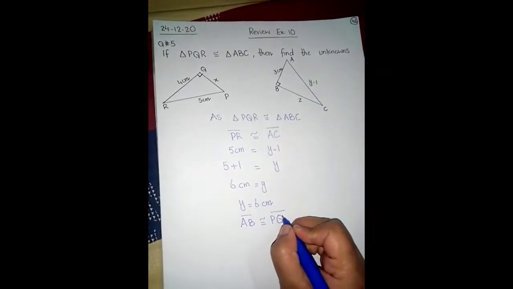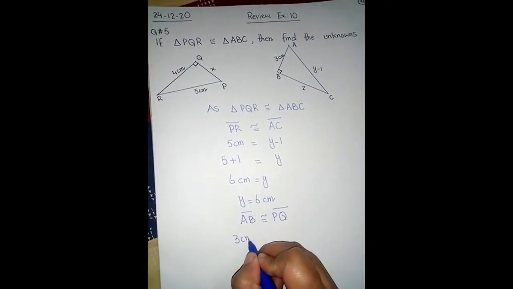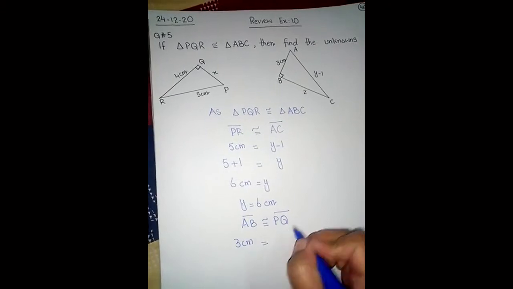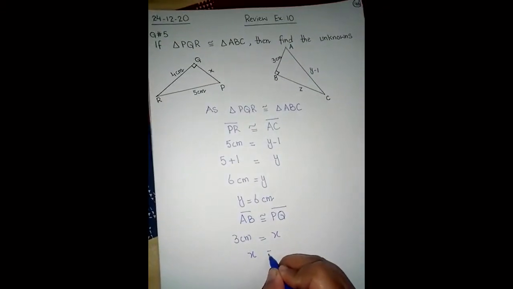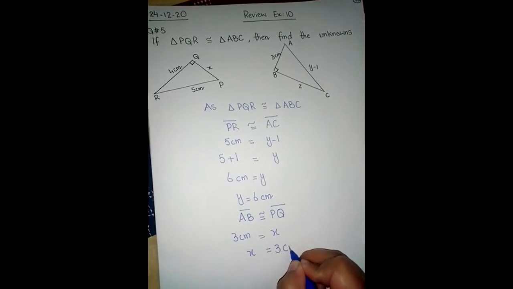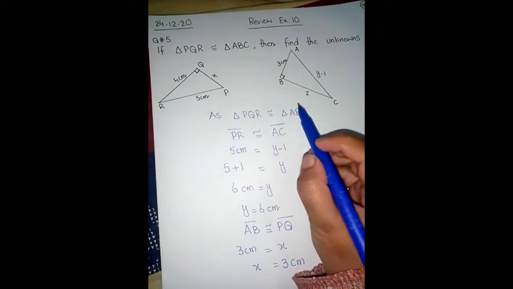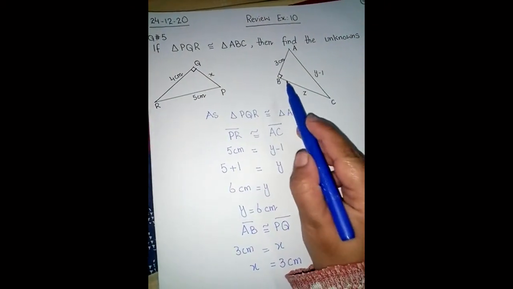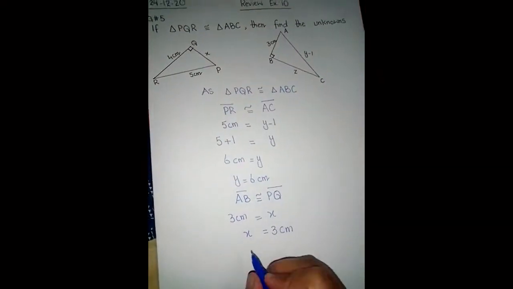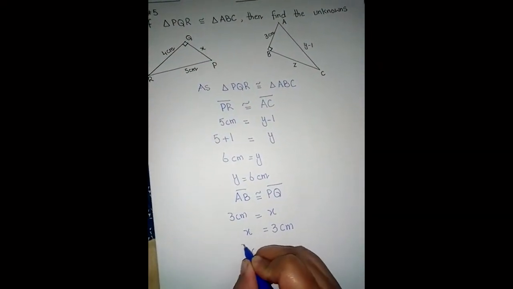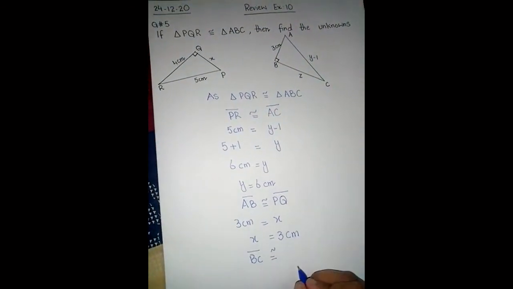Now put the values. The value of AB is 3 centimeter. And the value of PQ is x. So the value of x came out. X is equal to 3 centimeter. Now the third one, this perpendicular is remaining. So perpendicular is congruent to perpendicular. BC is congruent to QR.